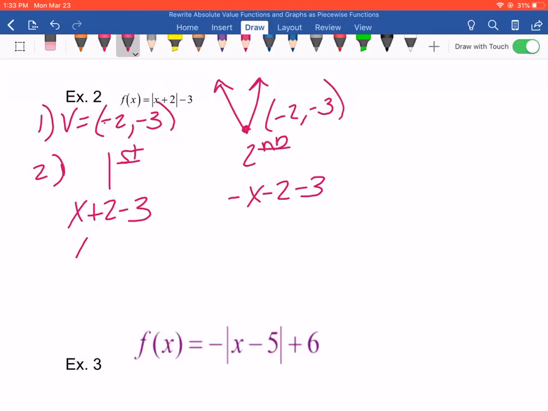Cleaning up each one of these, we get x -1 and we get -x -5. So now we have 2 pieces. We need to go ahead and start building our piecewise function. So this is step number 3.